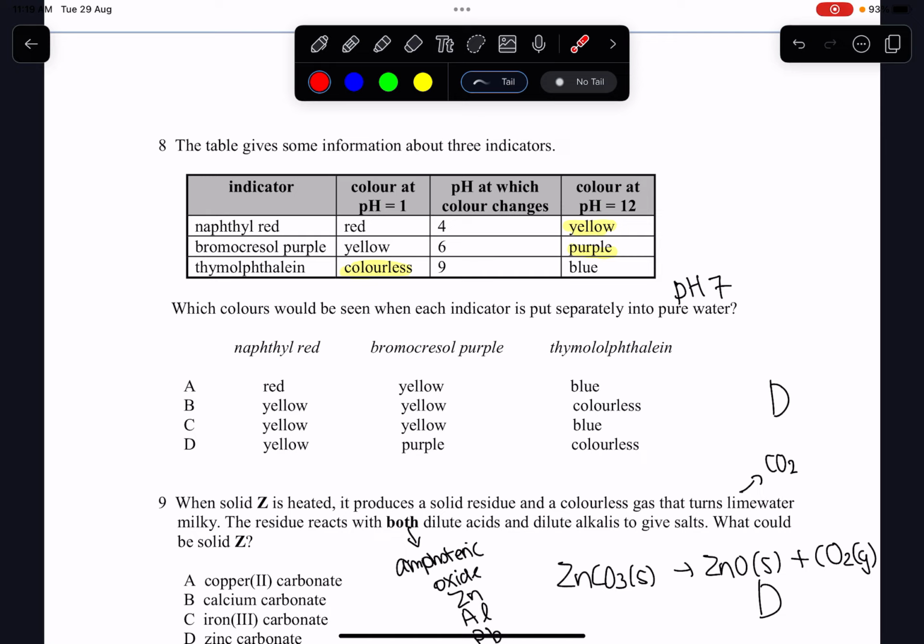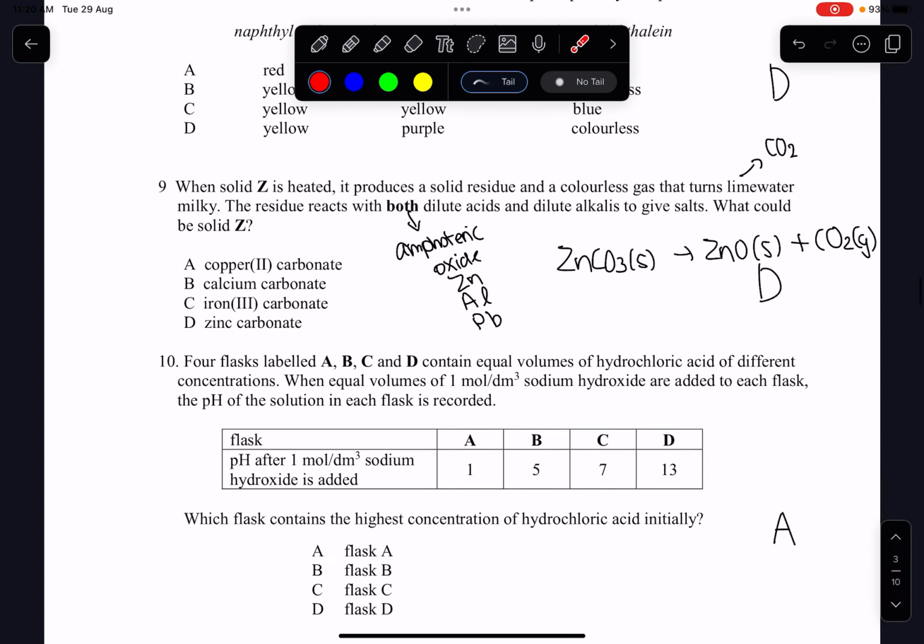So for pH 7, notice that 7 is greater than 4, so for naphthyl red, red will turn yellow. pH 7 is also greater than 6, so for bromocresol purple, it will turn purple. And pH 7 is less than 9, so for phenolphthalein, it will turn colorless. Answer is D.